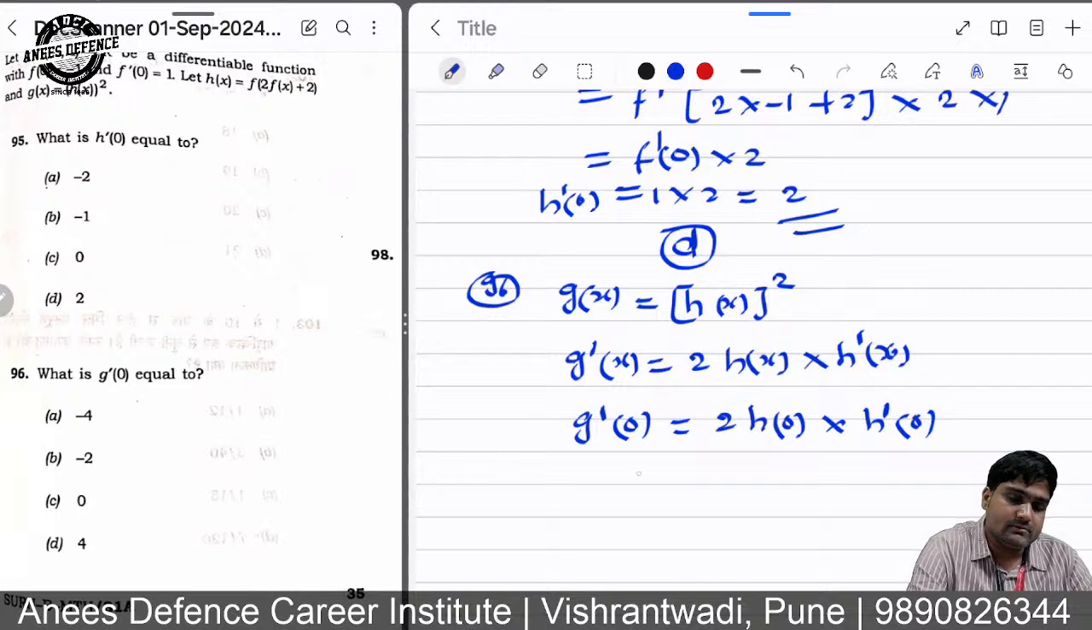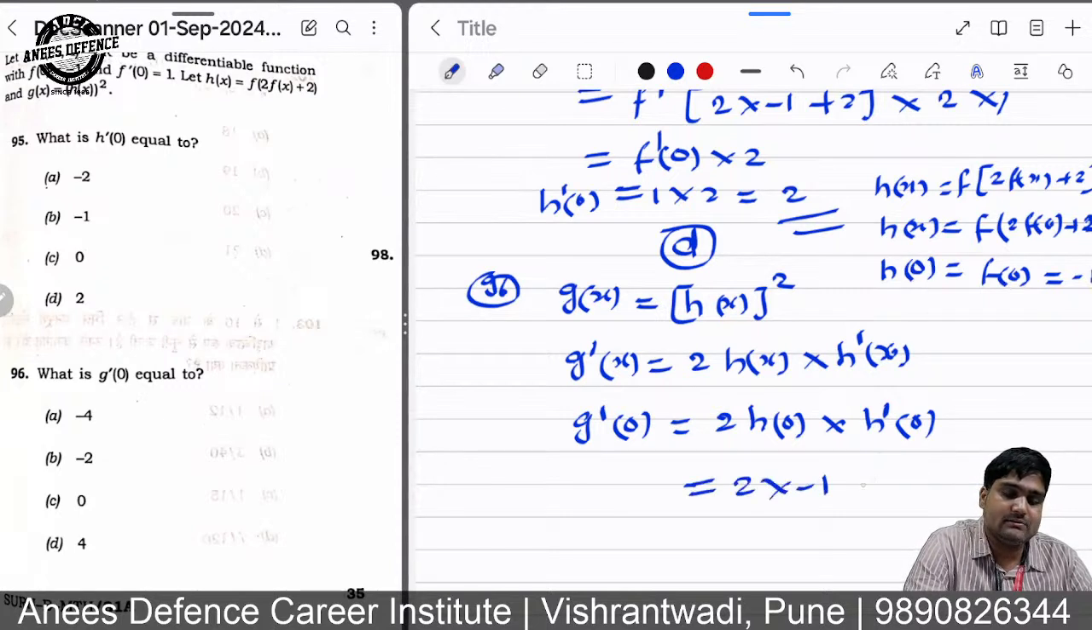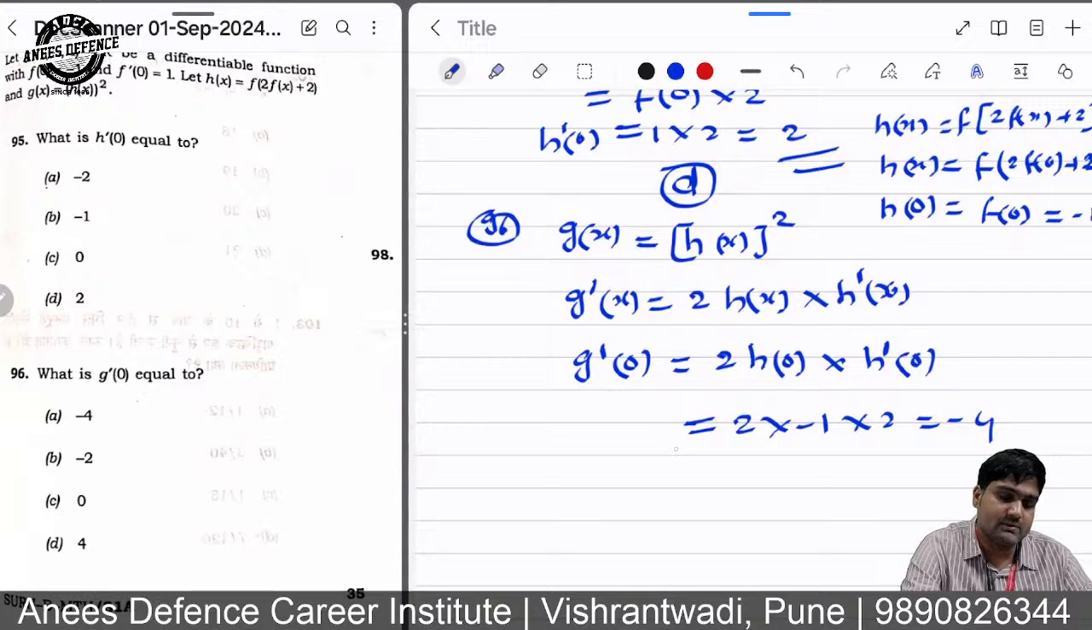Now find h of 0. Here h of x is defined as f of 2 times f of x plus 2. If I put x as 0, it will be f of 2 times f of 0 plus 2, and f of 0 is given as -1, 2 into -1 is -2, -2 plus 2 is 0. So again it's f of 0, which equals -1. So the value of h of 0 is -1. It's 2 times -1, and h dash 0 is 2, so it's -4. So the correct answer for question number 96 is option A.